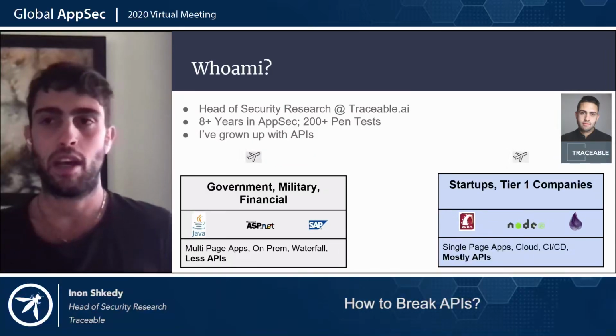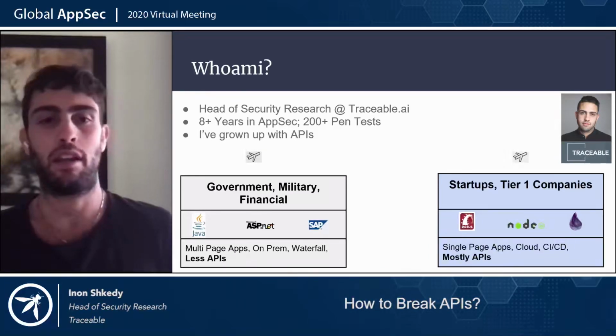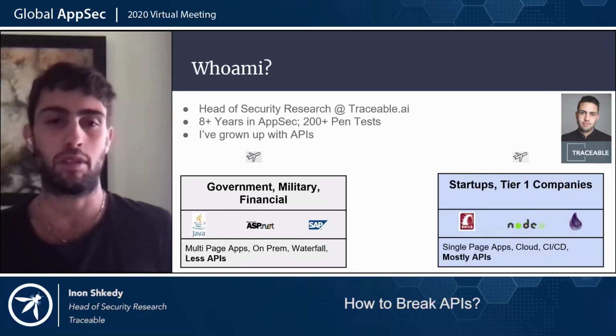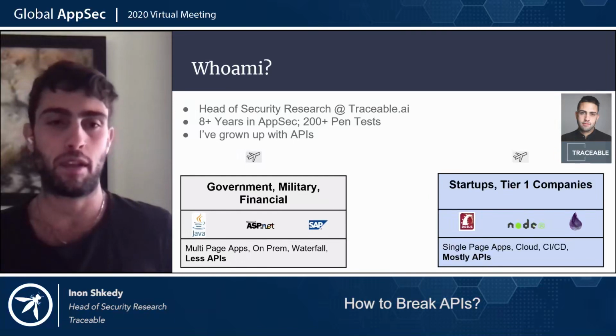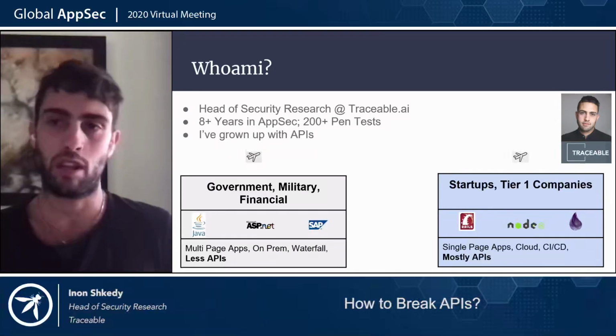What does it mean? Basically, I started my career back in Israel. I was part of the red team of the Israeli government, and it was a fun time. For 5 years, I had a chance to break into many systems in the field of government, military, and financial. As you could imagine, these systems are heavily based on traditional technologies like Java, ASP.NET, SAP, and very traditional concepts: multi-page applications, on-prem environment, waterfall. An API used to be just a niche component, mostly for B2B communication.